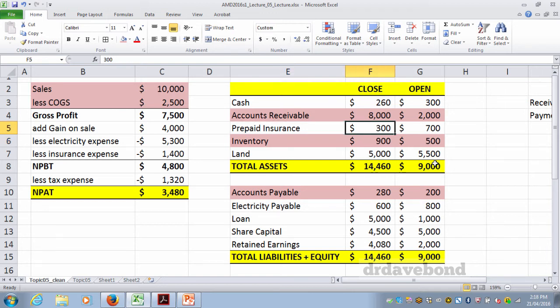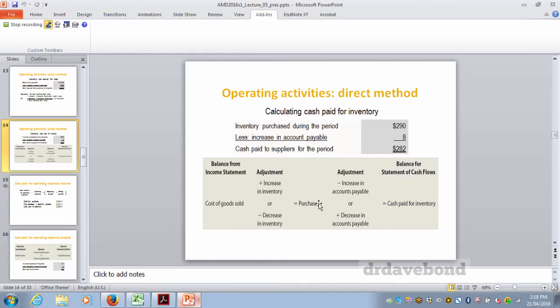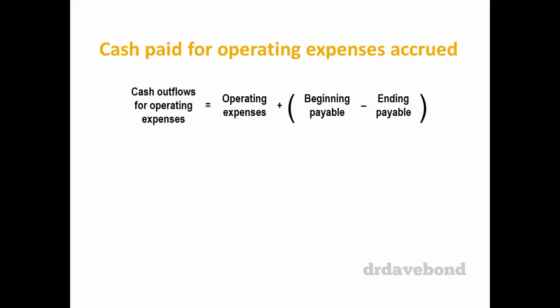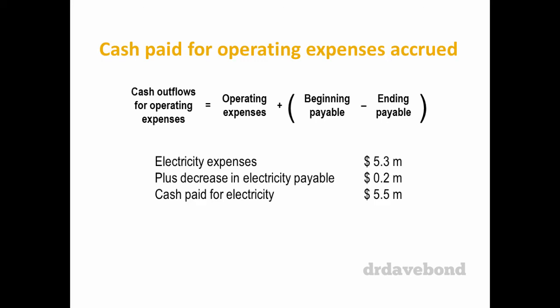We want to know what our insurance, actually is insurance the next one? I'll have a look. Cash paid for operating expenses accrued. Electricity expense of 5.3, decrease in electricity payable, cash paid for electricity.